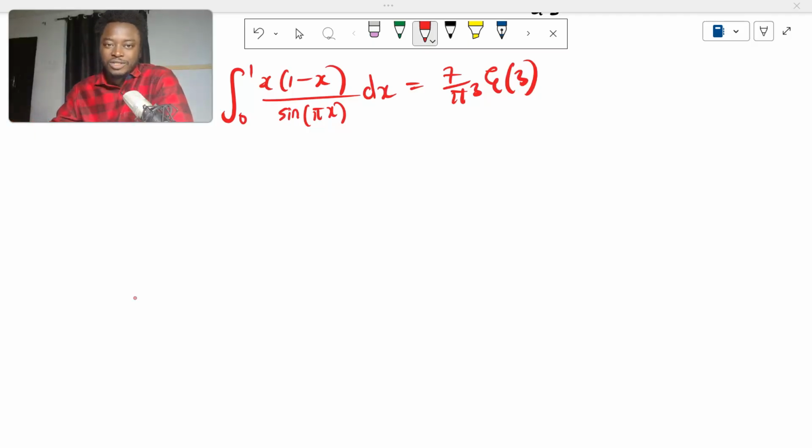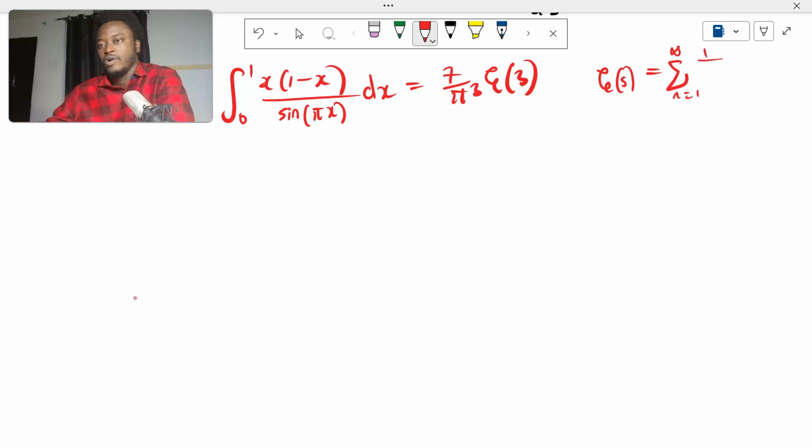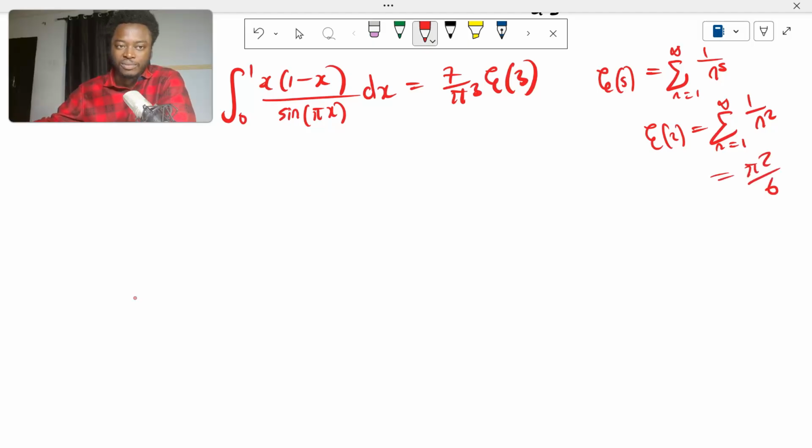Today in this video, we're going to try to find this definite integral from 0 to 1 of x(1 minus x) divided by sine pi x dx, and it says the answer is 7 over pi cubed zeta of 3, where zeta of s is the sum as n runs from 1 to infinity of 1 over n to the s. So for example, zeta of 2 is the sum as n runs from 1 to infinity of 1 over n to the second power, and this is known to equal pi squared over 6, proven by Euler, known as the Basel problem.